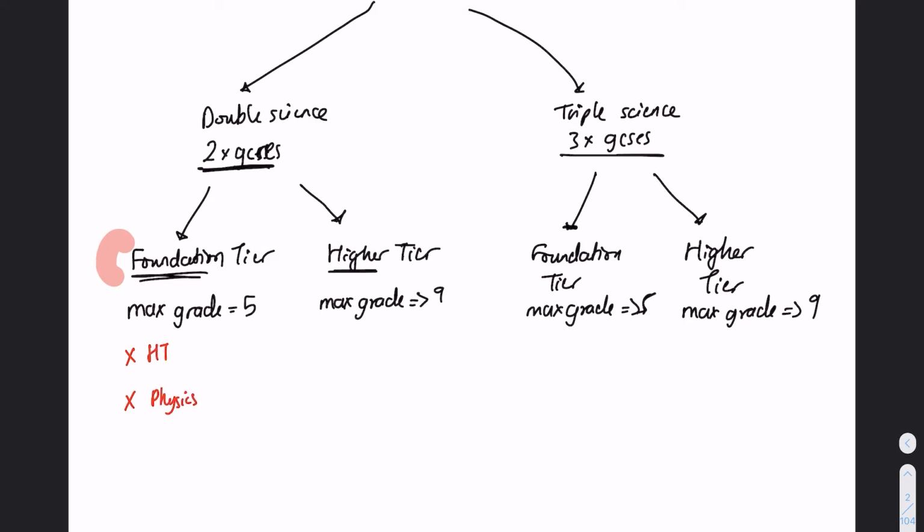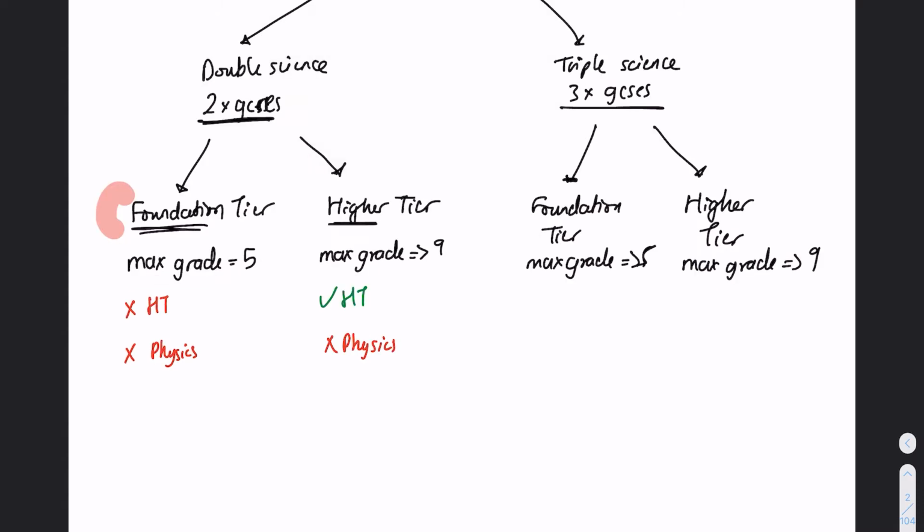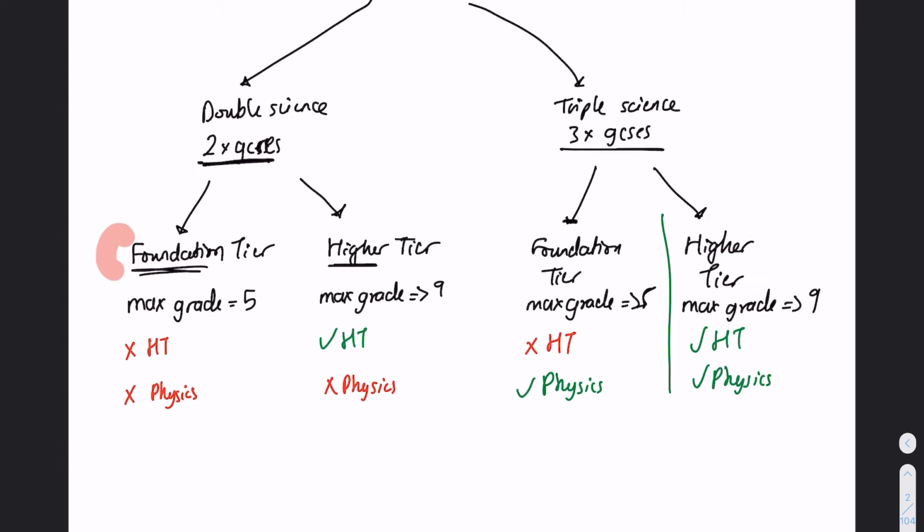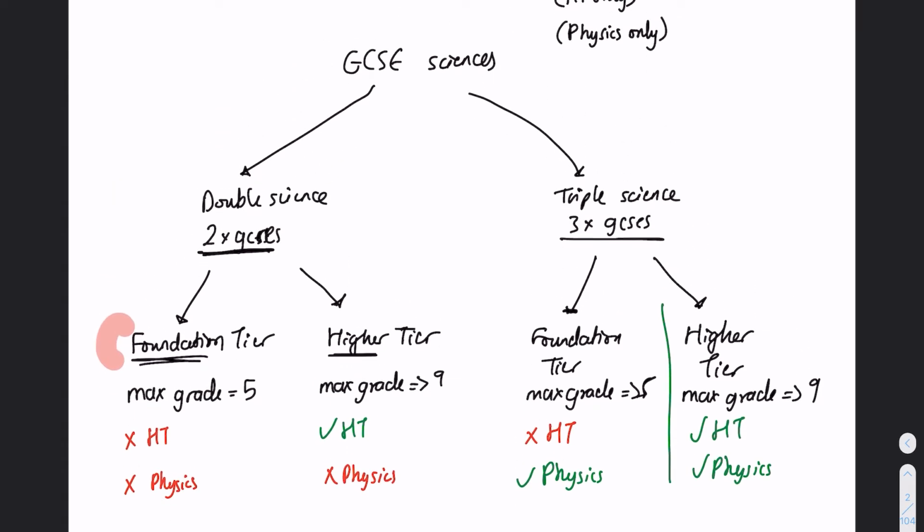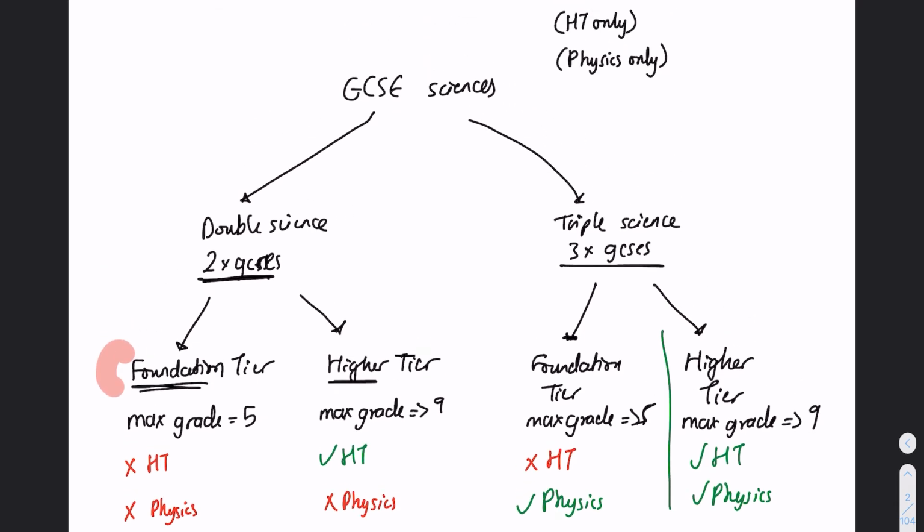For higher tier, HT only applies to it, but physics only does not apply to it. For triple science foundation tier, HT does not apply to it, whereas physics only does apply to it. And with triple science higher tier, HT applies to it and physics only applies to it. What this means for triple science higher tier students is that everything in the specification could be asked in the exam.